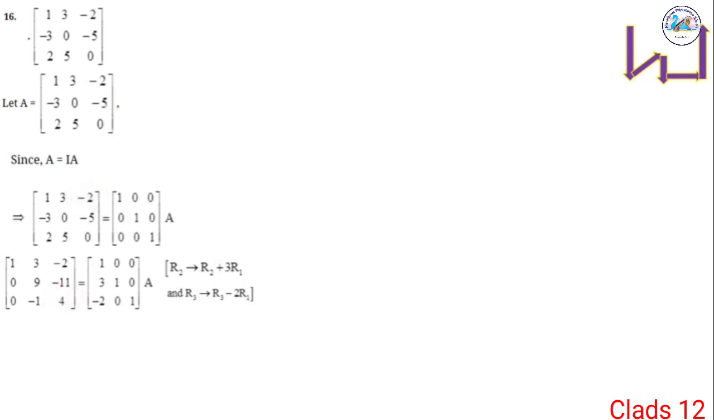Again here on the right side, R1 remains the same, 1 0 0, and R2 is changing, R2 plus 3R1. R2 is 0 plus 3 into 1, that is equal to 3. Next, 1 plus 3 into 0 is 1. Next, 0 plus 3 into 0, that is 0. Next, R3 changes by the R3 minus 2R1 transformation. The R3 element is 0 minus 2 into 1, which is minus 2. Next, 0 minus 2 into 0 becomes 0. Next, 1 minus 2 into 0 is 1.